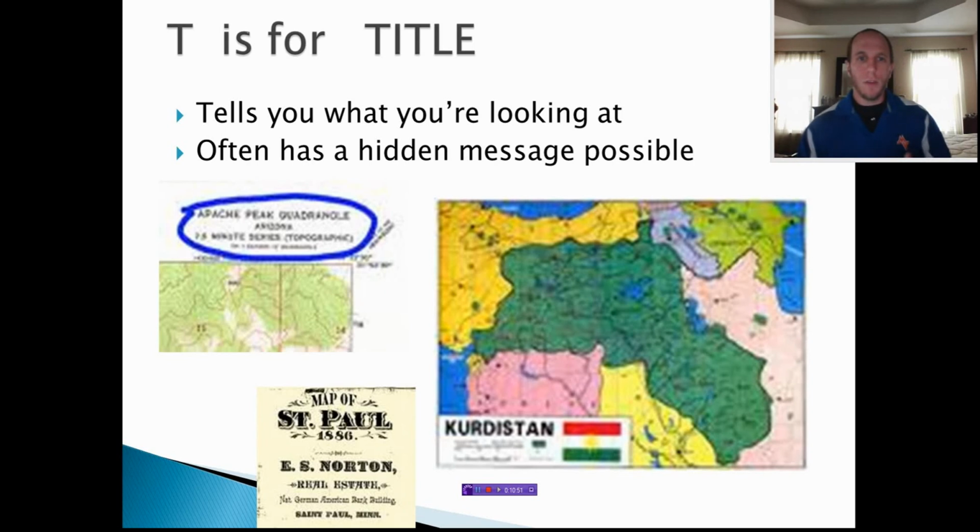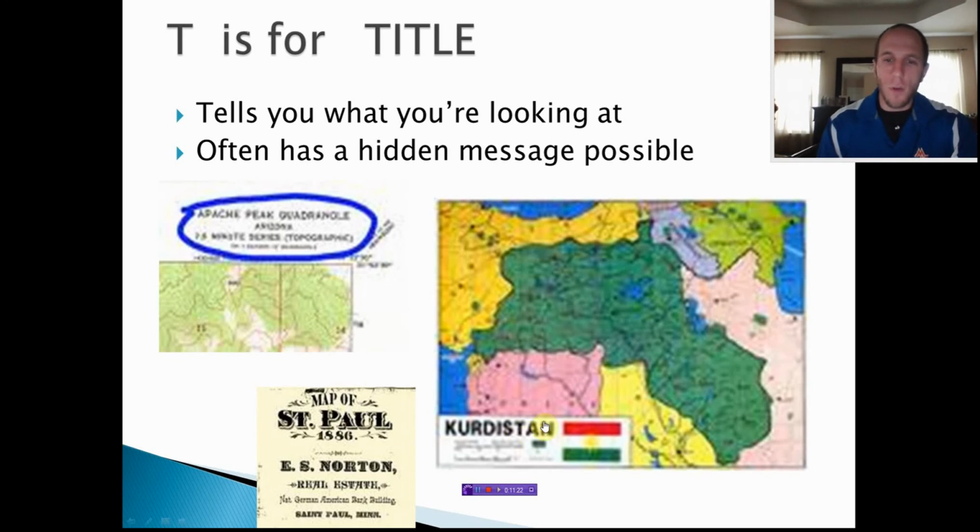They're trying to show you something based on the perspective of the person writing the map. And no matter how unbiased they try to be, there's always going to be some element of distortion. We already talked about distortion of the physical features, but maybe even distortion of what the author of the map is trying to show you. So keep that in mind when you're looking at a title that could have a hidden message. Nonetheless, it's supposed to tell you what you're looking at, kind of like Kurdistan here, which we're going to talk about how Kurdistan isn't actually a place, you see.